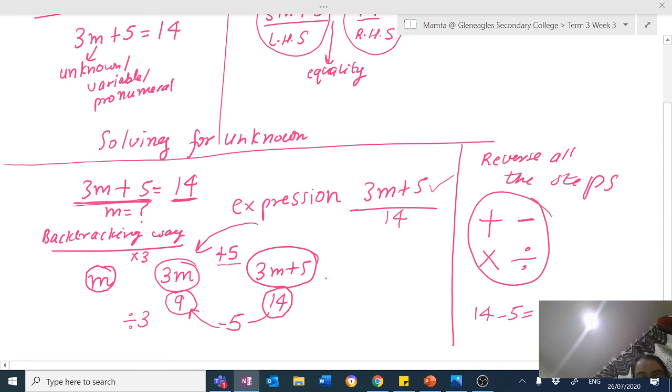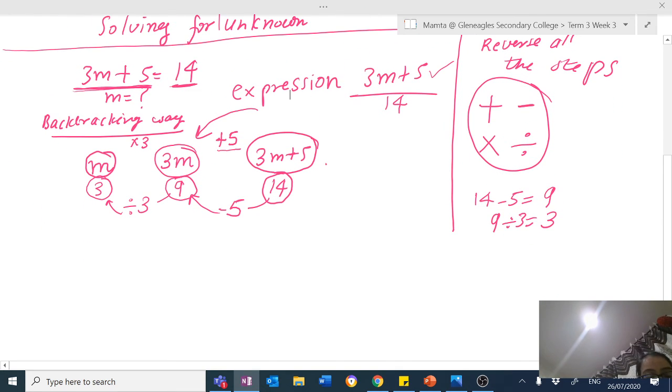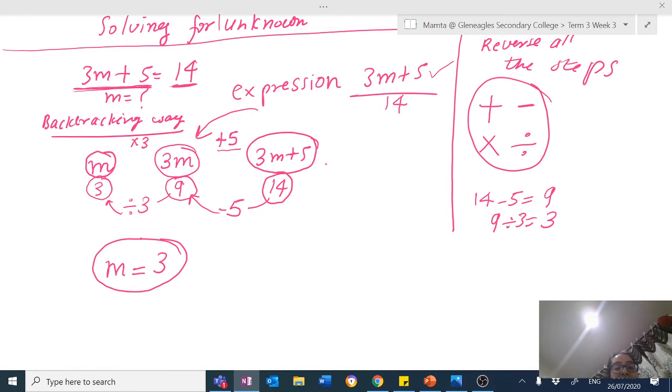Now, you need to divide your 9 by 3. I know my times table, or just use a calculator. You'll get 3. So if you do that, you'll reach 3, because I have just divided my 9 by 3. I'll get 3. So as you can see, I have reached the value for the unknown in the final step, which is m should be equal to 3. That's the final answer. You stop there. This process is called backtracking.